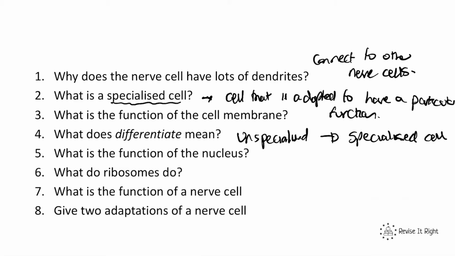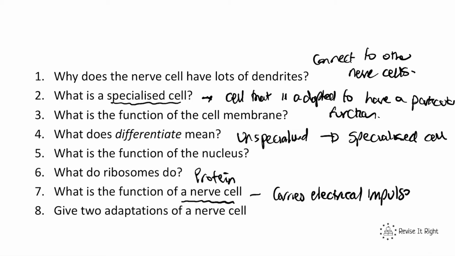What is the function of the nucleus? Well, that was from a previous video. It contains the genetic material and it controls the cell. What do ribosomes do? That's where protein is made in the cell. What is the function of a nerve cell? Well, the nerve cell carries electrical impulses around the body. And number 8, give 2 adaptations of a nerve cell. Well, we learnt about 3, so any of those will be great.